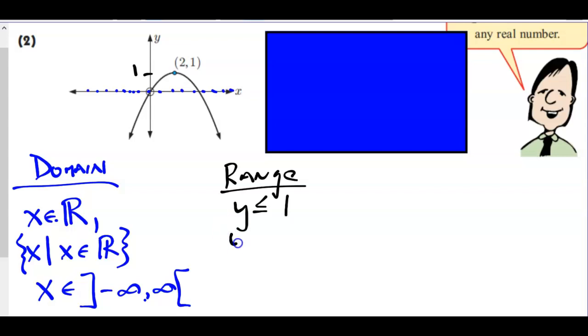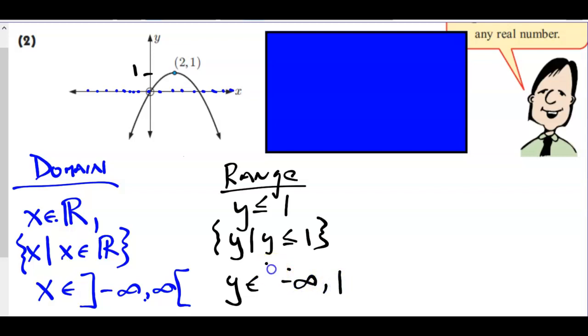So set builder is, whoops, forgot my bracket, y is less than or equal to 1. And finally, y is an element of, from 1, so we don't say 1 to negative infinity. We want to go in order. So that would be negative infinity to 1. We never include infinity. Do we include the 1? Yes, so the bracket goes toward the interval.